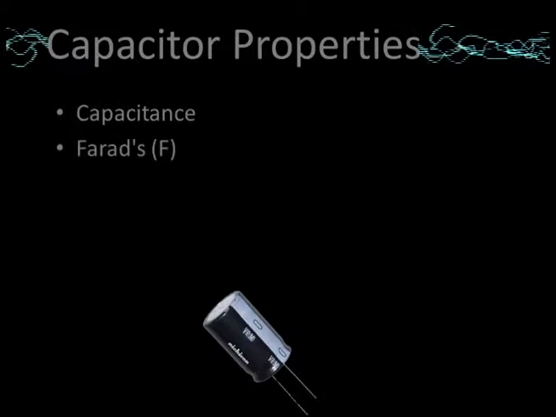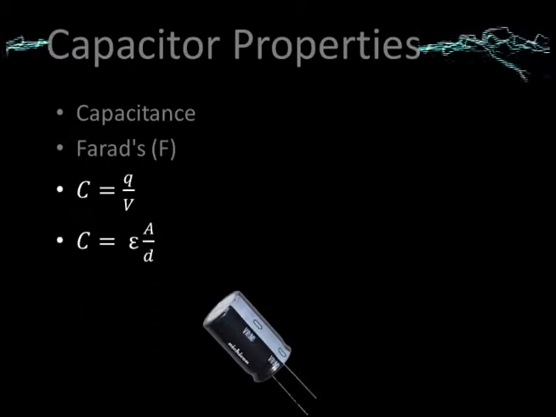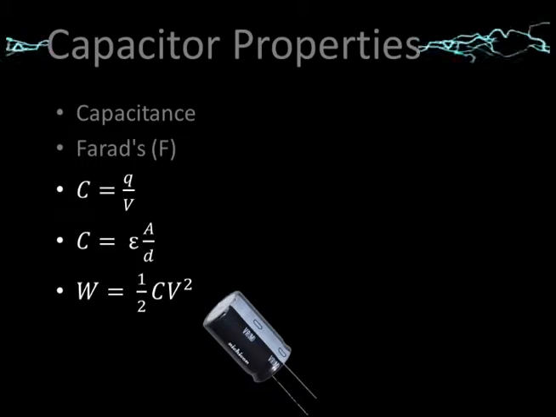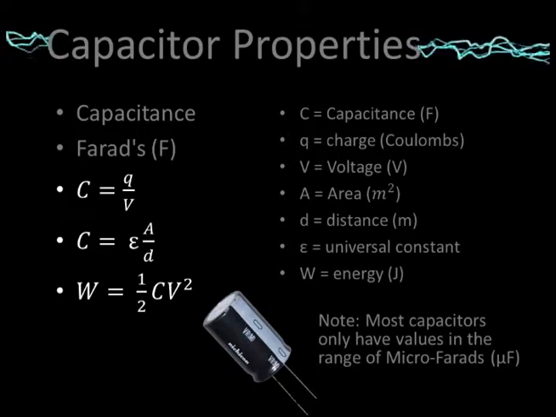This can be calculated in two ways. First is equal to the charge divided by the voltage, and second is equal to a universal constant times the area of the conductive plates divided by the distance between them. The amount of energy stored in a capacitor is equal to half times the capacitance times the voltage squared. Note, most capacitors have a value in the range of microfarads.